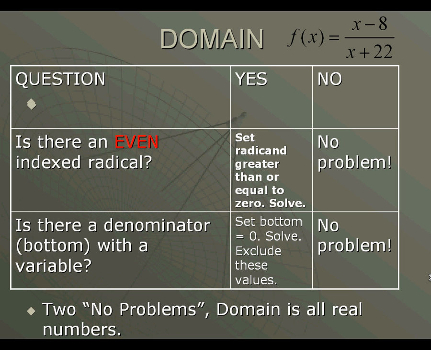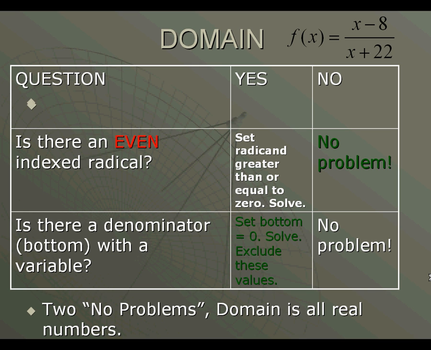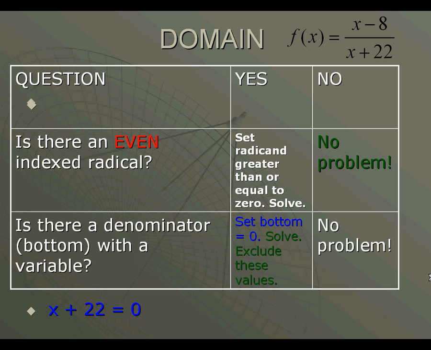We always ask the same two questions. Is there an even index radical? The answer here is, of course, no. There's nothing there that looks like a radical. Then the next question, is there a denominator with a variable? The answer, of course, is yes. So now we follow the instructions that we have in this cell. First thing it tells us to do is to set the bottom, in this case x plus 22, to set that equal to 0. Then our next step is to solve that equation and then exclude these values.